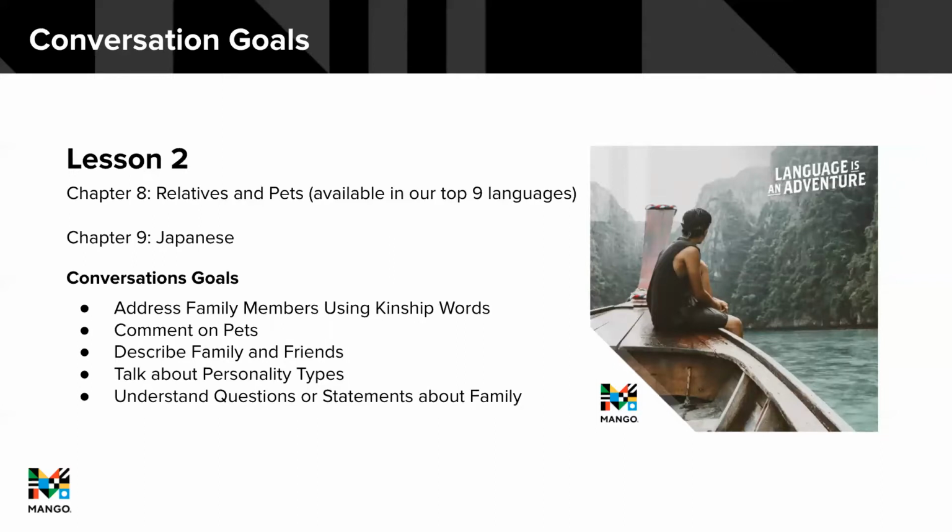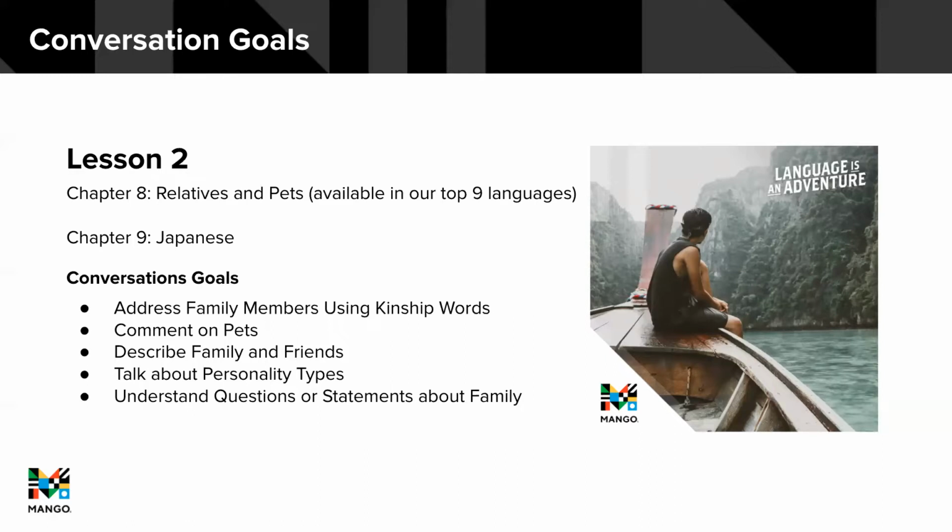So Mango can help you learn some of these basic words that can help you navigate through your genealogy research. So for these, we recommend our Unit 2, Chapter 8, which is our Relatives and Pets chapter. And this is a great place to learn different names for family members, such as grandparents, brother, sister, uncle, aunt, siblings, cousin, son, daughter, and so much more in the target language that you're learning.